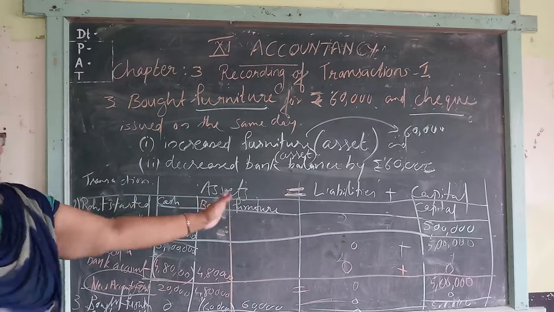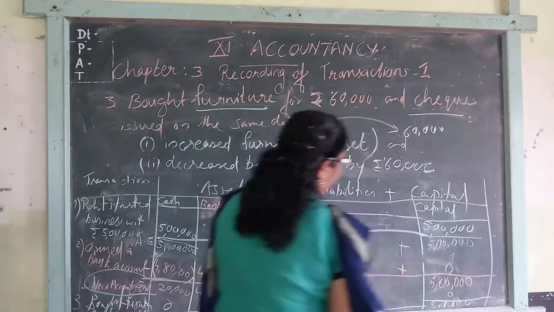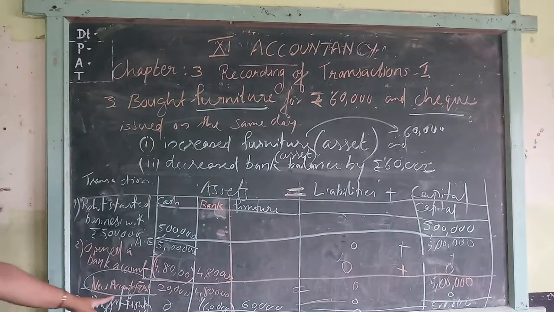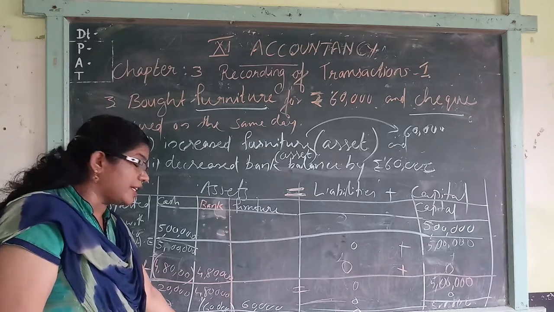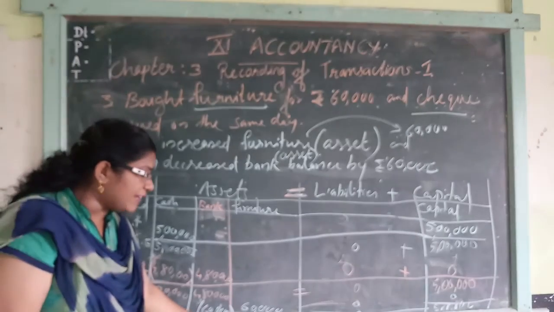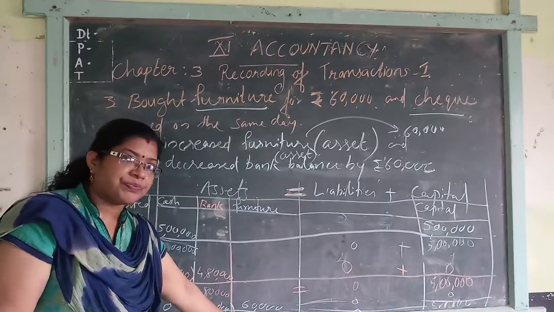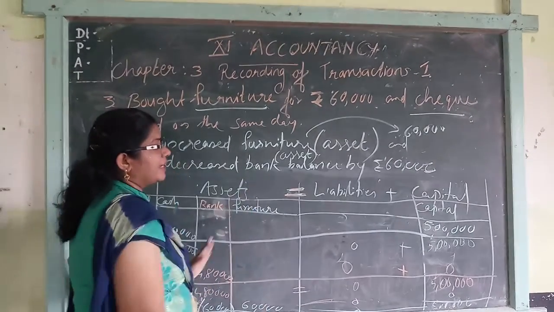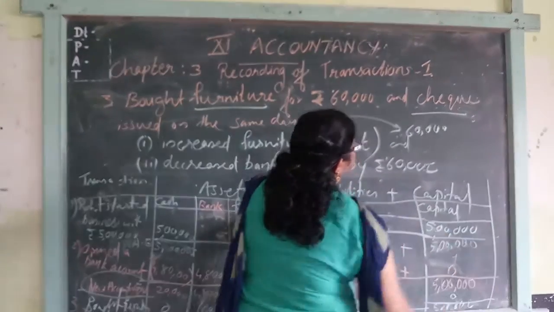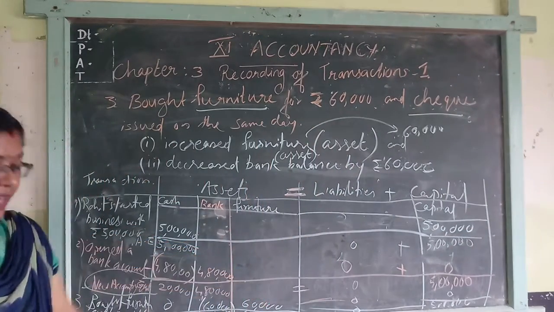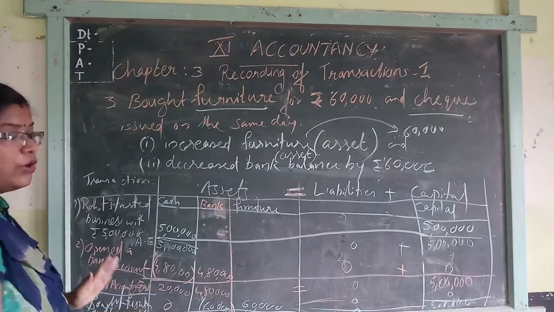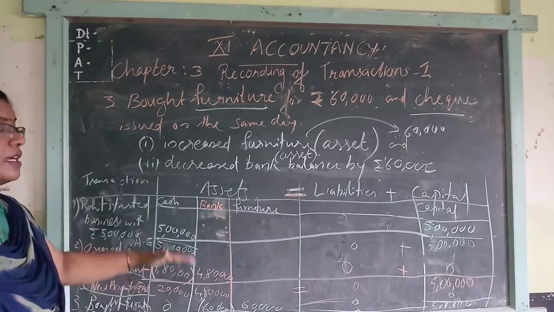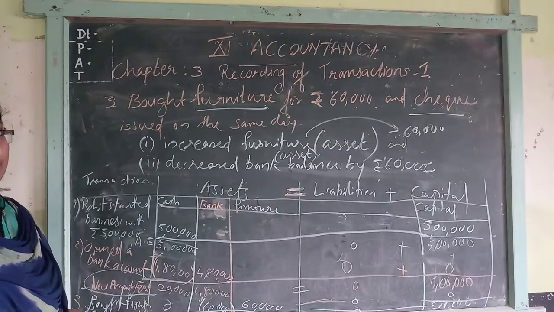So check that assets are equal to liabilities plus capital. This side is a total of 5 lakh balance. Here it is 20,000 plus 4,20,000, 4,40,000. 4,40,000 plus 60,000, 5 lakh. So total assets equal 5 lakh. Liabilities plus capital equal 5 lakh. So assets equal liabilities plus capital. This way you have to write the accounting equation.